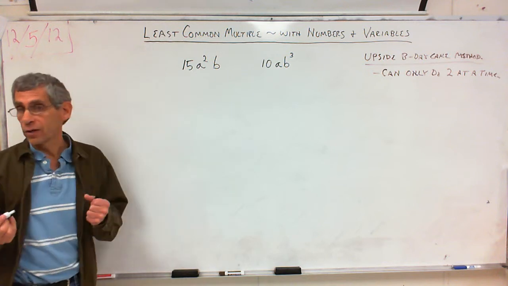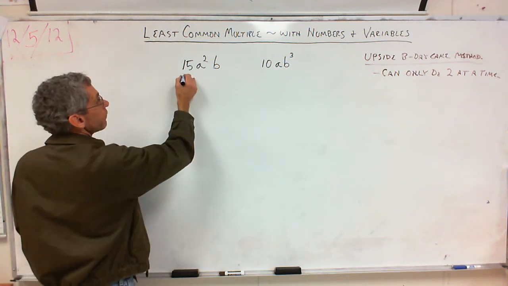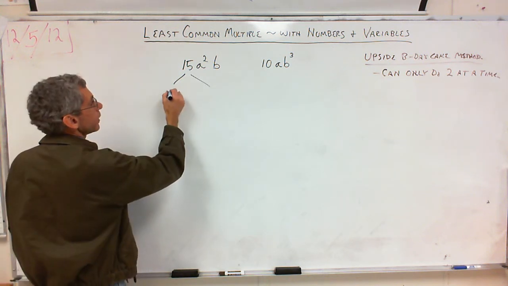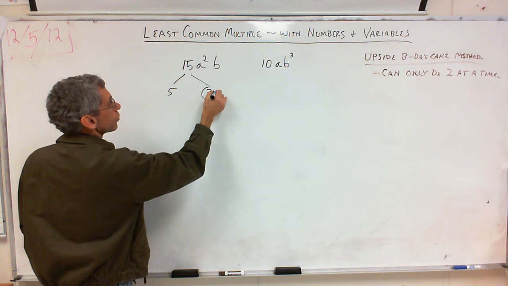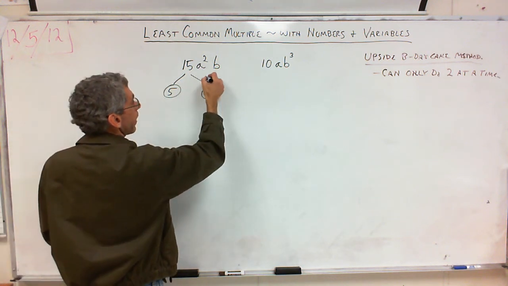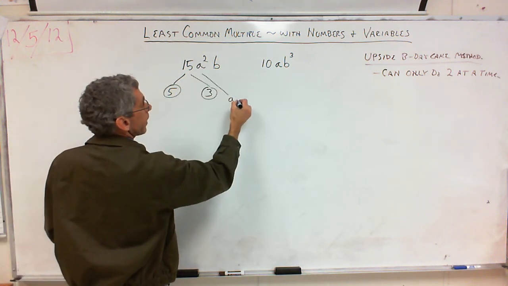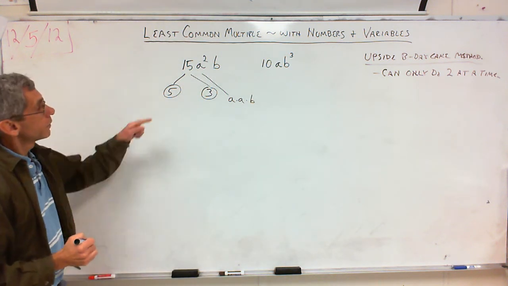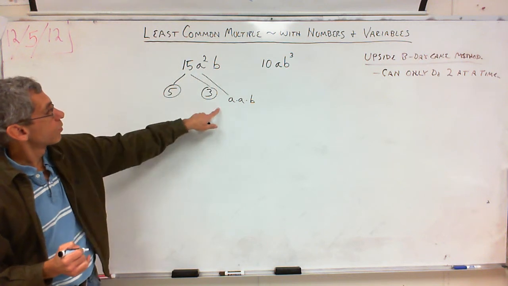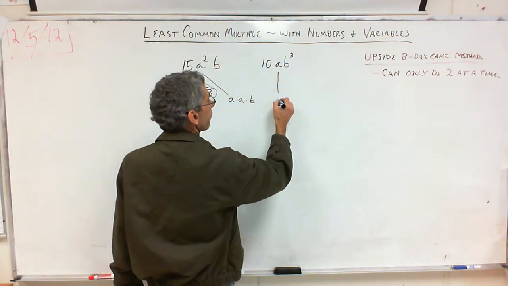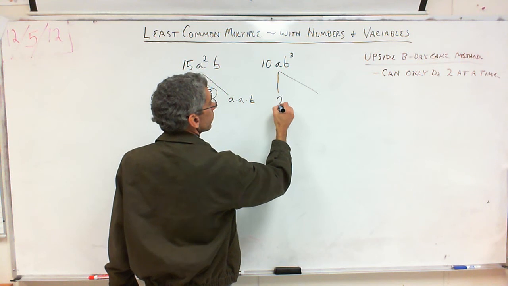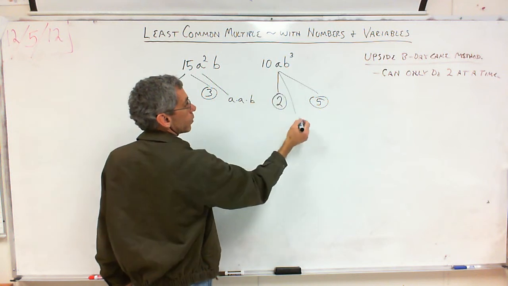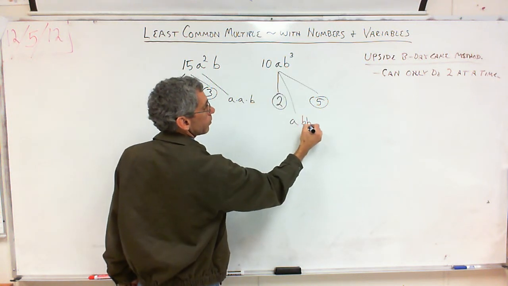So let's first use tree factorization. So what do I have? 15 would be 5 times 3. Those are both prime numbers. But we also have an A times an A, and we have a B. You agree with me? A times A and times B. So we've got all those. Now for this one, what do we have? 10 is 5 times 2, both primes. And then we have 1 A and we have 3 B's: B, B, B.